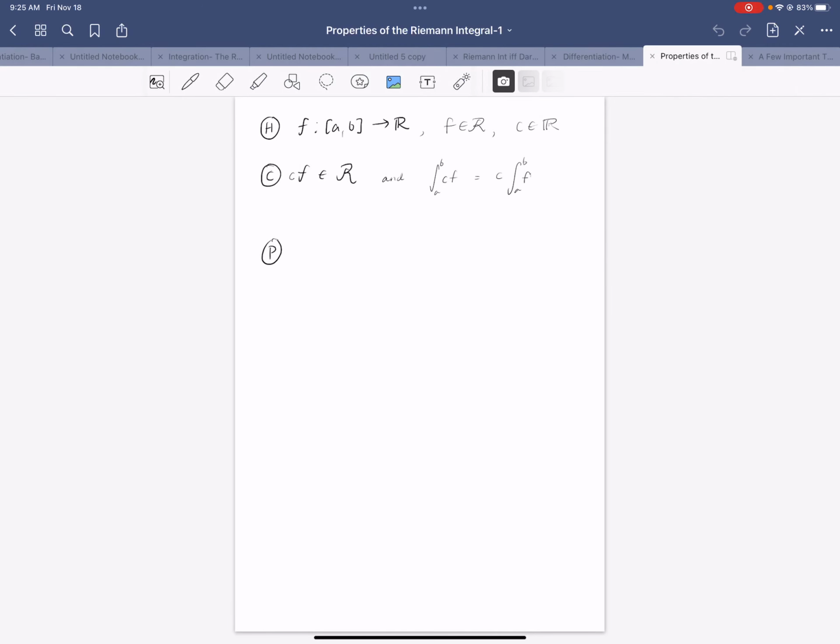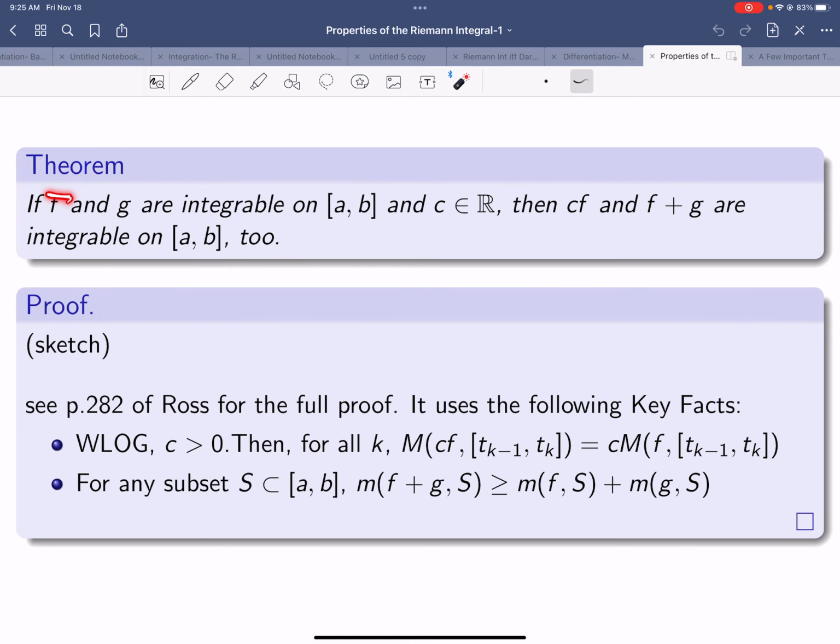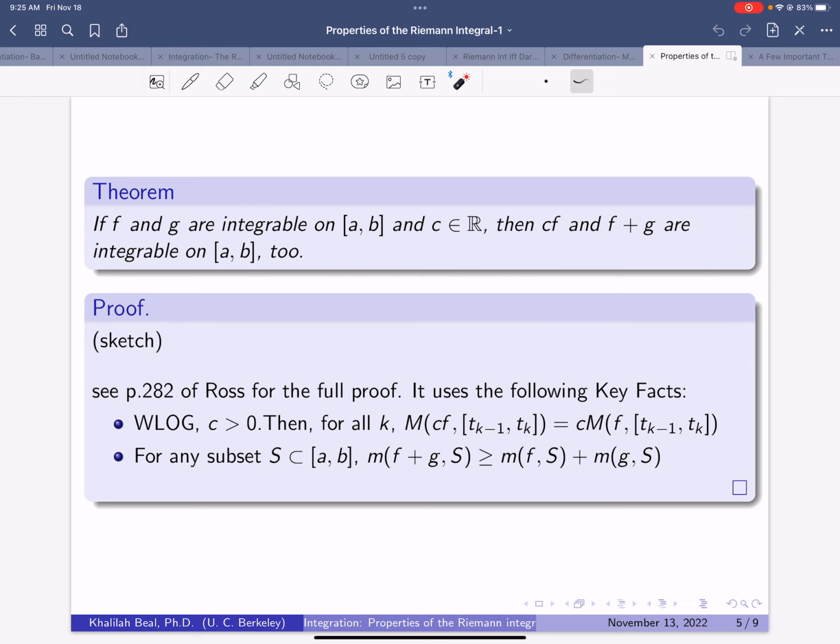Okay, so let's continue our lecture on the properties of Riemann integrals. We left off with this theorem here. This theorem says that the set of integrable functions is actually a vector space. So it's closed under adding and scalar multiplication. So here's the way you write this.